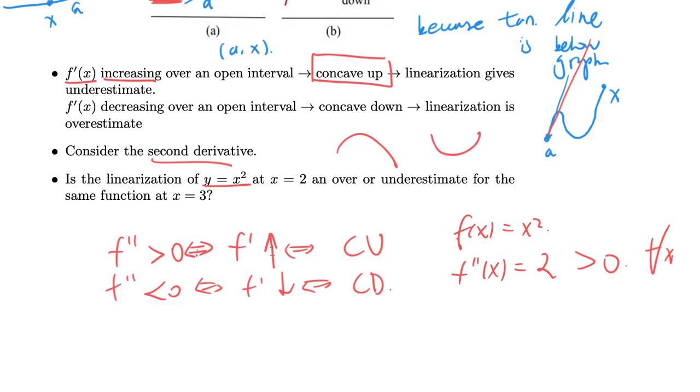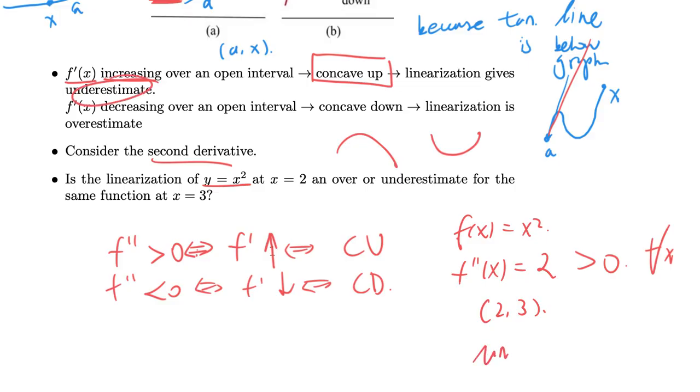So then we want to estimate over 2 to 3. So we want to get from 2 to 3. And so clearly on this whole interval, we have concave up. So therefore, because it is concave up, we have an underestimate.